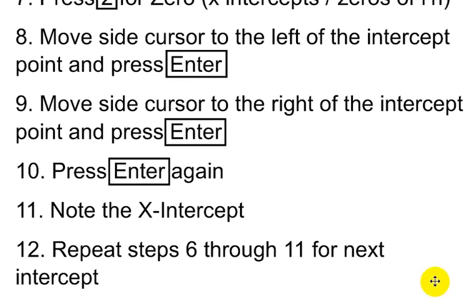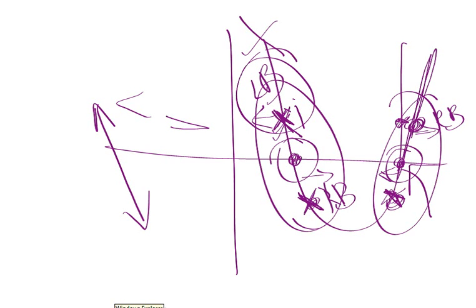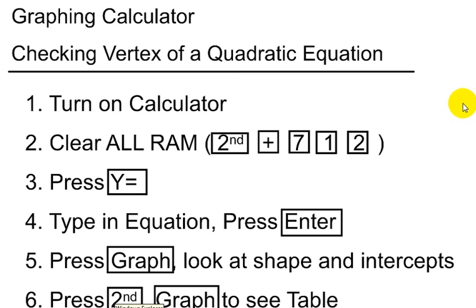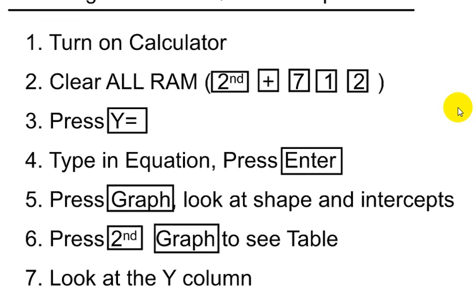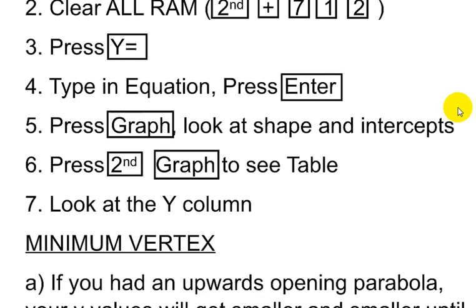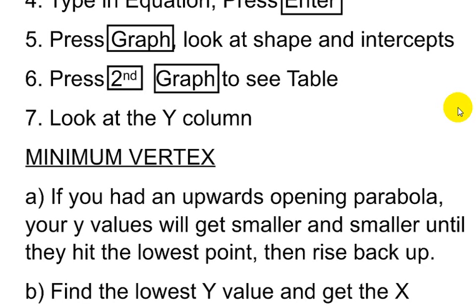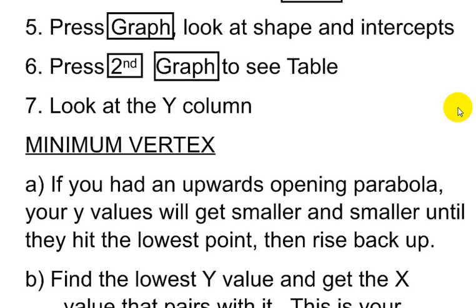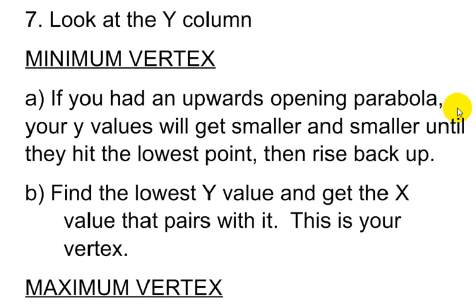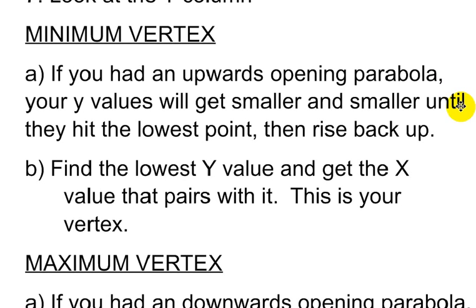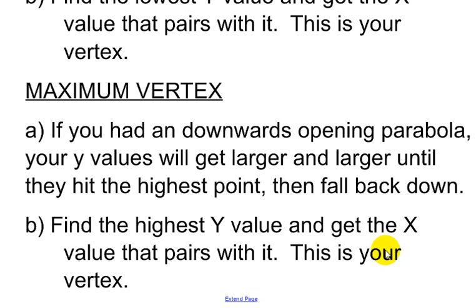And there it is. And then for your vertex, here are the instructions to find your vertex. So you graph it, go to the table, and if it's a minimum, you follow these instructions. So you can pause now. And if it's a maximum, follow these instructions, and you can pause.